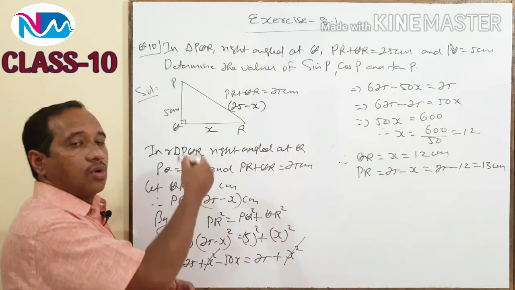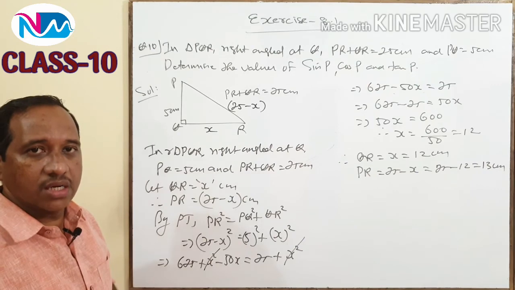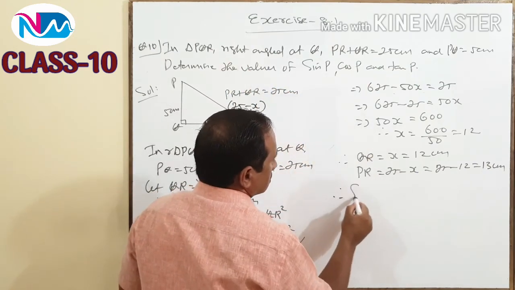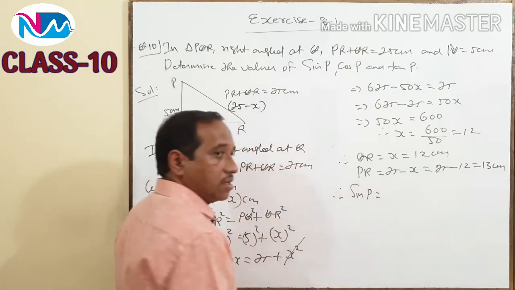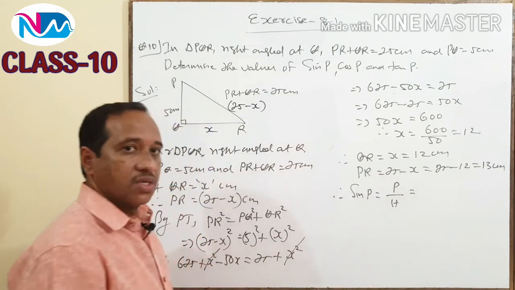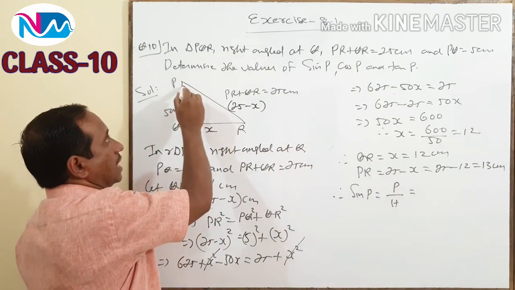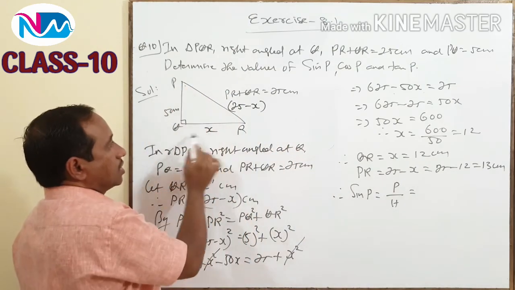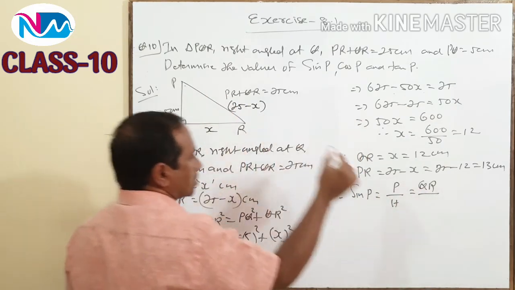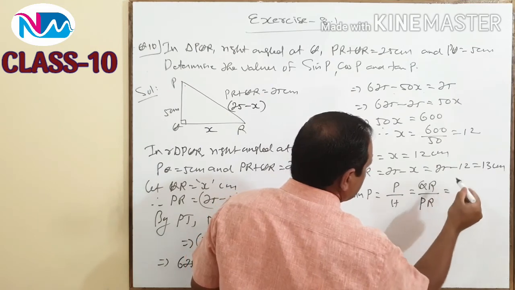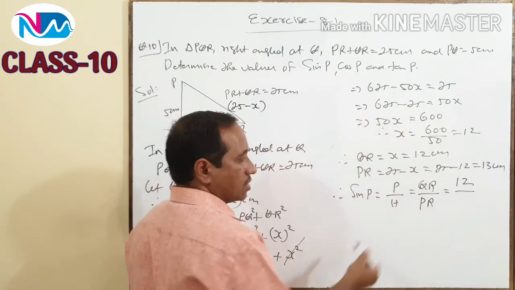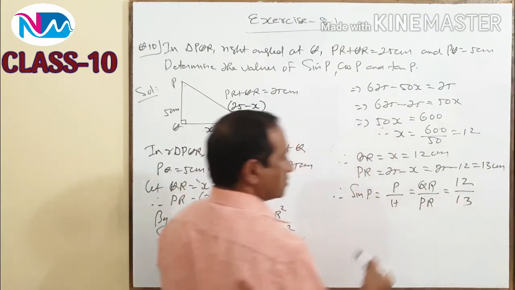So we have now all the three sides of right angle triangle PQR. Now we can write sine P. Therefore, sine P, sine ratio is defined as perpendicular by hypotenuse. With respect to the position of angle P, perpendicular is QR by hypotenuse PR. QR is 12 centimeter by PR is 13.